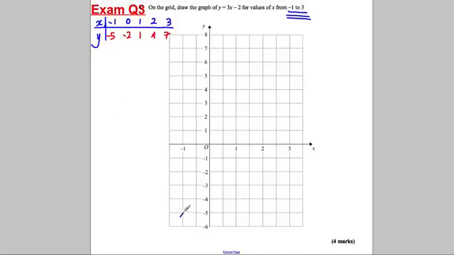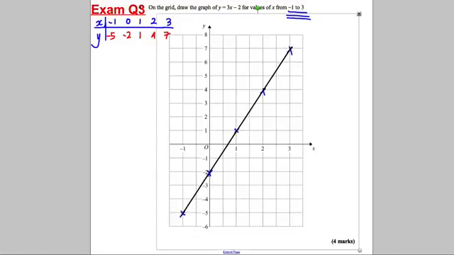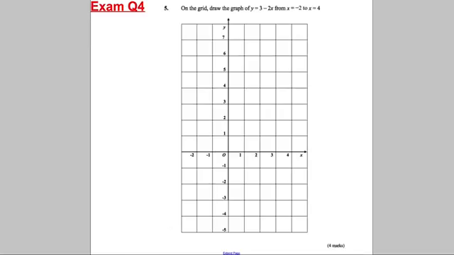1 back, 5 down, nothing across, 2 down, 1 across, 1 up, 1 across, 1 up, 2 across, 4 up, 3 across, 7 up. It's a perfect straight line again. That means we know we've done it right. 4 easy marks. Should just be a bit more careful there actually, just like that. Okay, next one, pause, have a go.